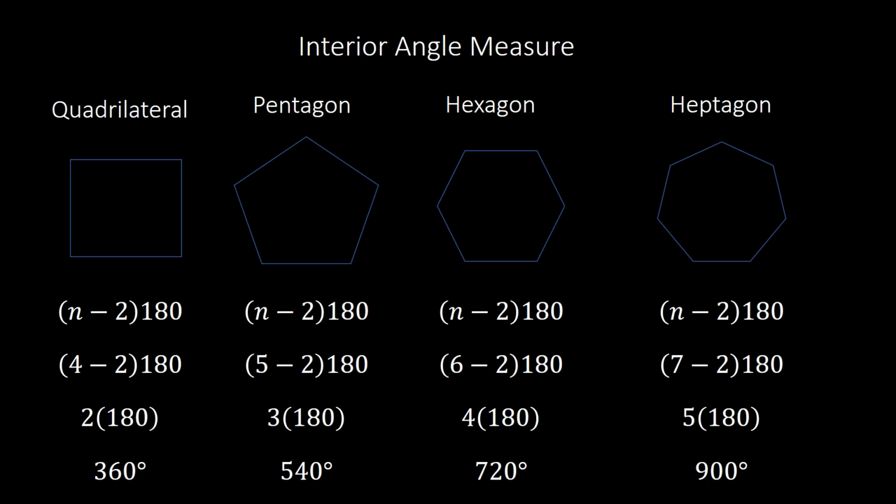So all we do for finding the sum of the interior angle measure is plug in the number of sides for n. So if we had a 100-sided polygon, and we want to know the sum of the interior angle measures, we plug a 100 in for n. We have 100 minus 2 times 180.